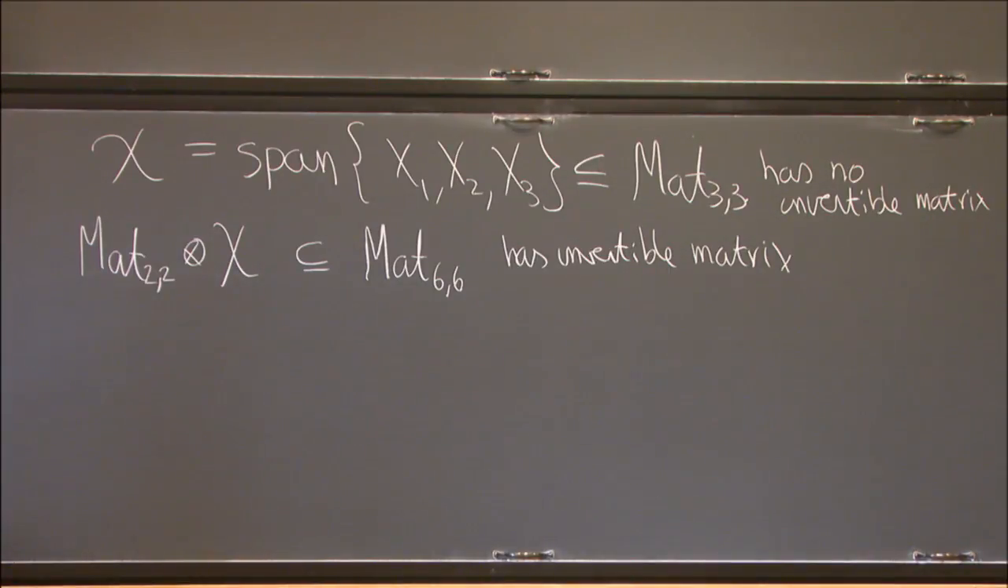Another way is just choosing random 2 by 2 matrices, even with small entries, and they will be invertible. Singular ones are rare. That's another way of saying that.